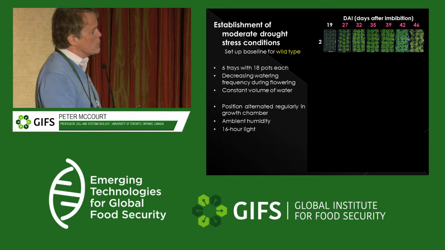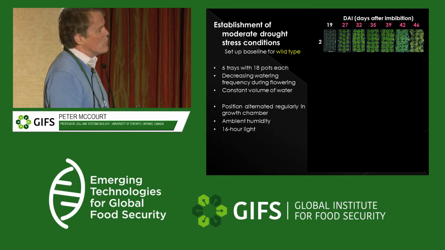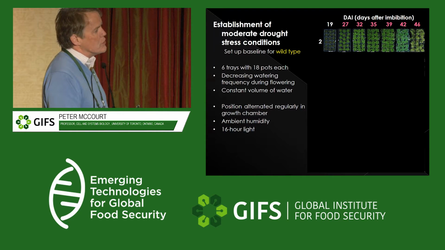We're going to decrease the water. We're going to use constant volumes of water. We're going to move the pots around just by undergraduates, etc. And so what we're looking at here would be an example of where we water the plants with exactly the same amount of water every 2 days, and this is obviously the time, going from 19 to 46 days, for example.